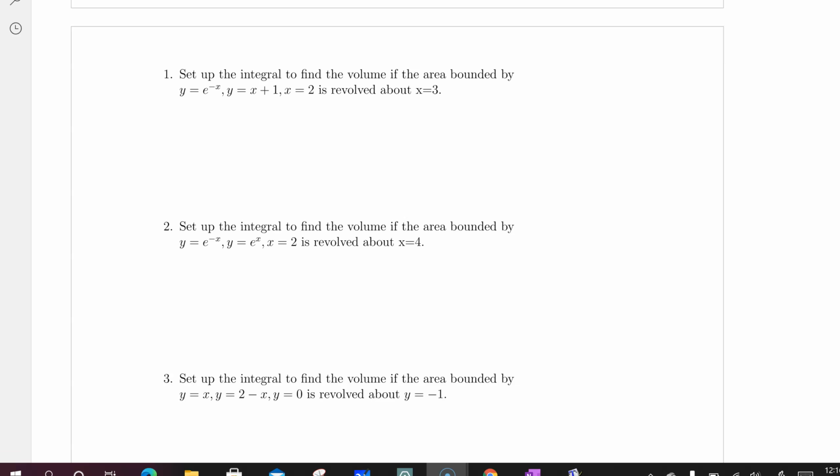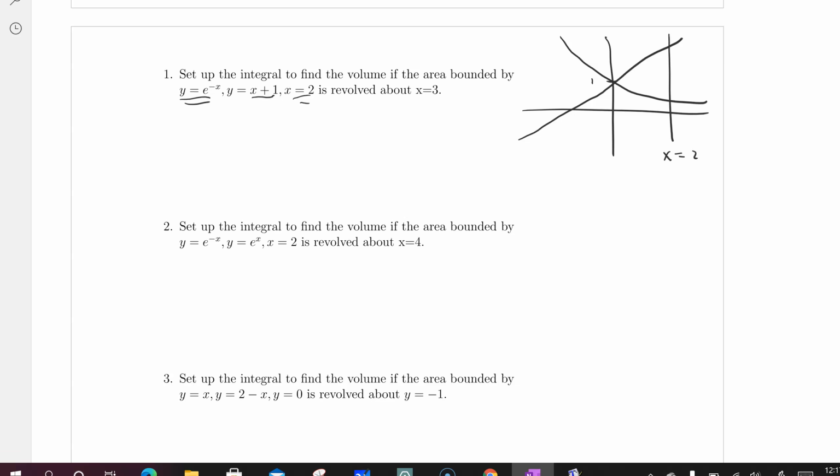Okay, here's some very different ones where I want you to think about and decide how I'm going to draw the rectangles. So let's get the graphs going. Y equal e to the negative x, you know it's here, crosses at 1. Y equal x plus 1, y-intercept of 1 going up, right? X equal 2 would be here. And so be careful, it doesn't say any x or y axis, so this is the area bounded, right? And I want to revolve it around x equal 3. So that's over here, x equal 3.